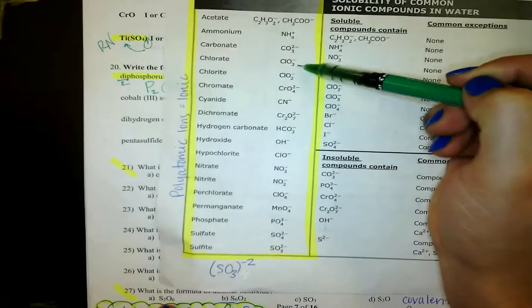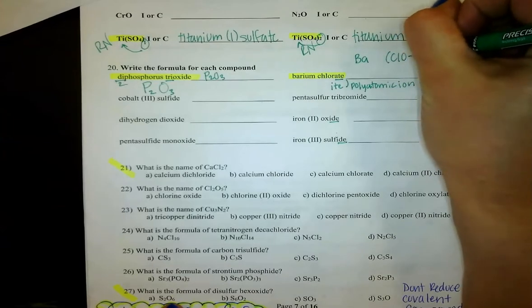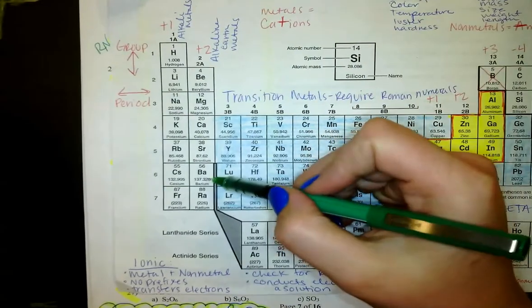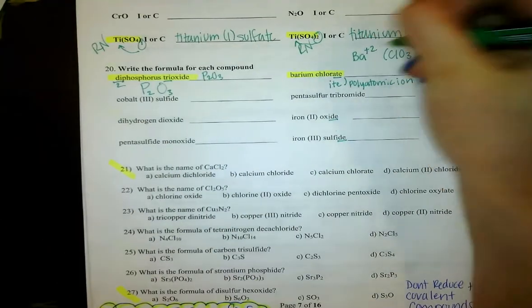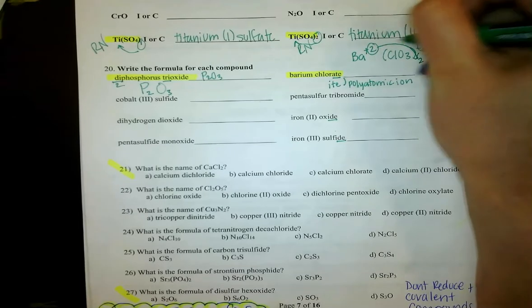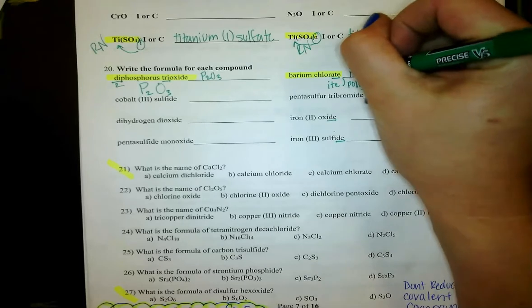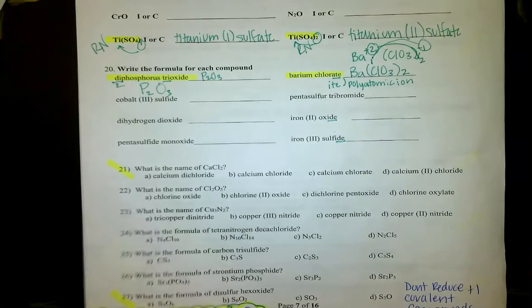Chlorate is right here, which is ClO3 with a -1 charge. So ClO3 with a -1. Barium, if we're looking at our periodic table, is over here and has a charge of +2. All right, and then I crisscross. My 2 comes down here, 2. My 1 comes down here. Not the charges, just the numbers. So I have Ba, ClO3, 2. Perfect.